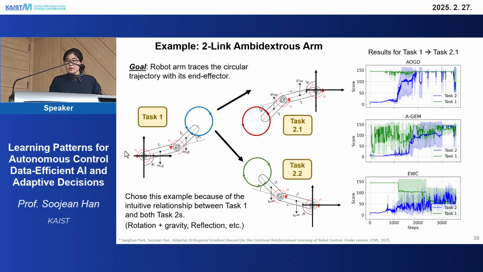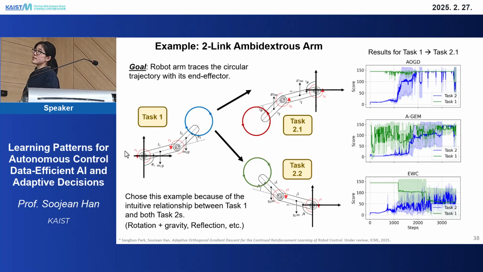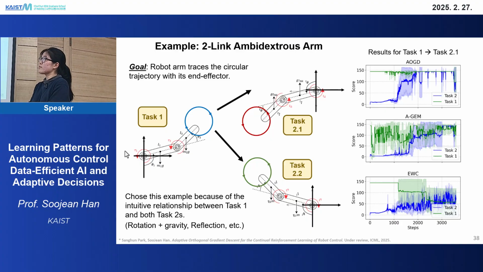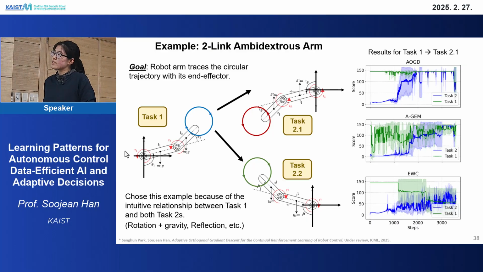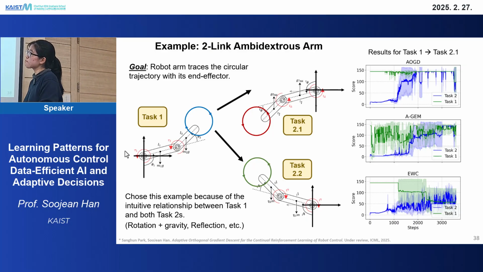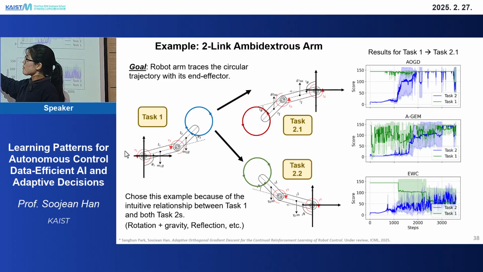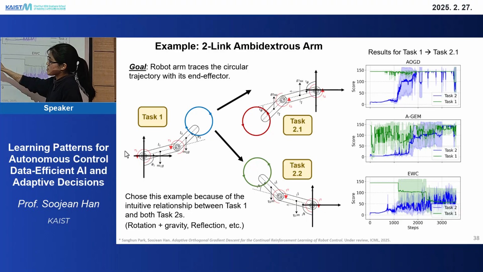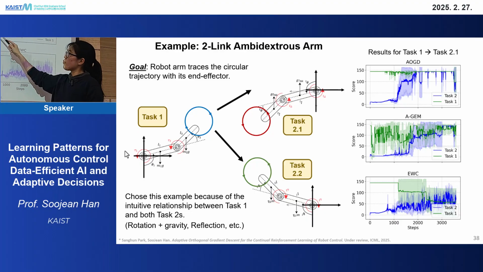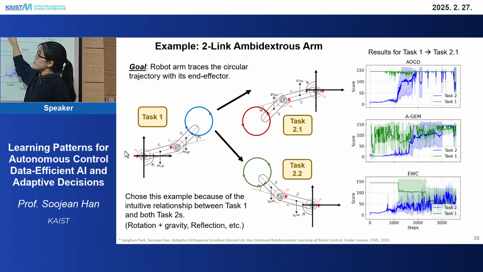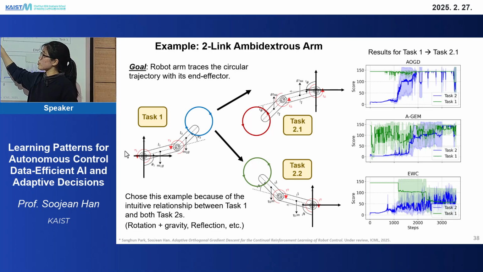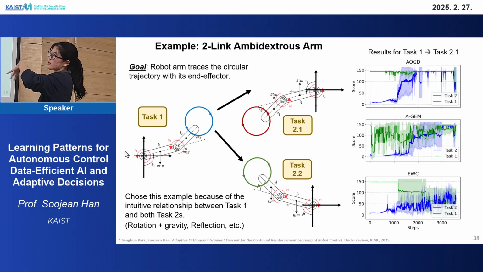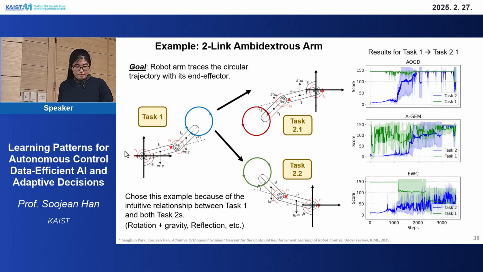Okay, so an example application of AOGD is with the two-link ambidextrous arm. We also tried more complex examples like several MuJoCo environments like the ant and walker and so on. The goal here for this robot arm is to trace the circular trajectory with its end effector, so something like this. And maybe task 2.1 is to reflect this across the origin, and maybe we want to trace this guy instead with this new arm. And then task 2.2 might be just the direct reflection of task 1.